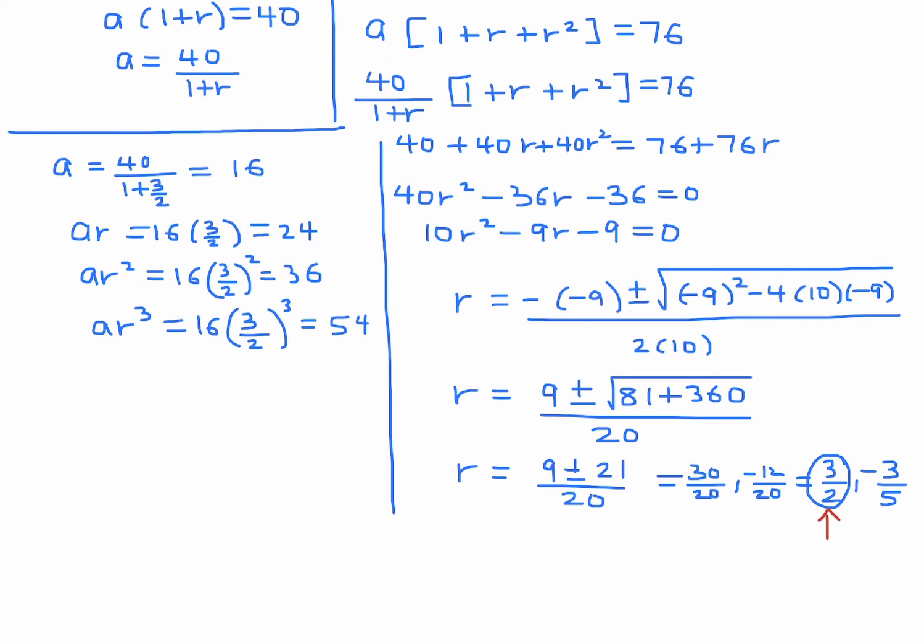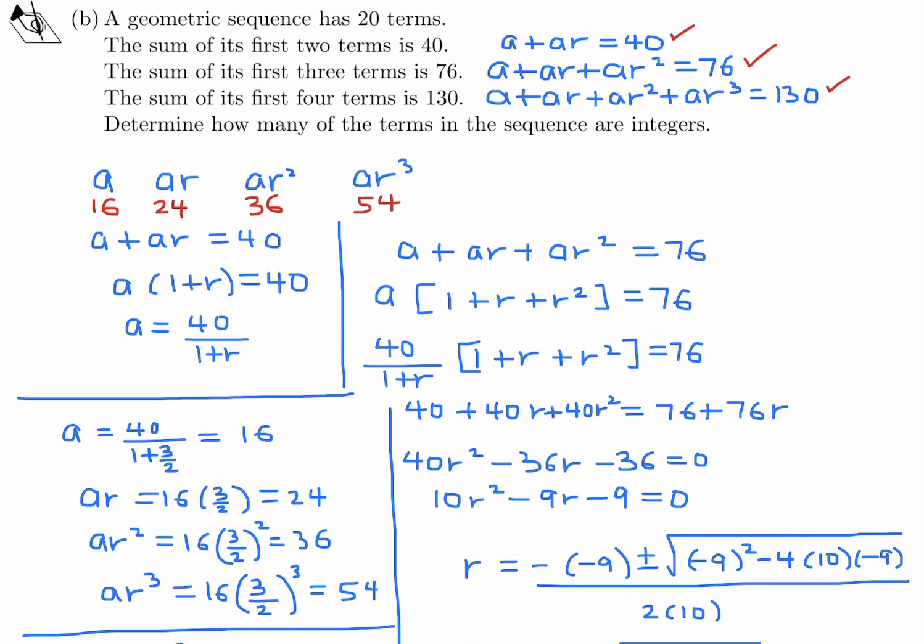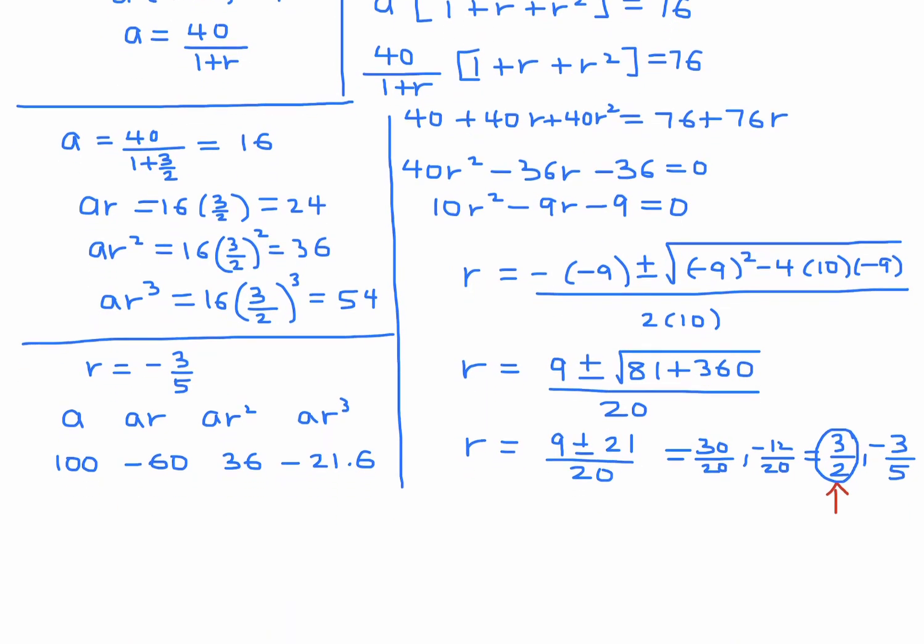Now we have to, of course, verify the next one, which is minus 3 over 5, and that one I'll just do real quick. If r is equal to minus 3 over 5, we get the following for a, ar, ar squared, and ar to the power of 3: 100, minus 60, 36, and minus 21.6. Interestingly, these numbers do not fulfill this criteria, so we can just reject that value of r. We are only interested in r equals 3 over 2.